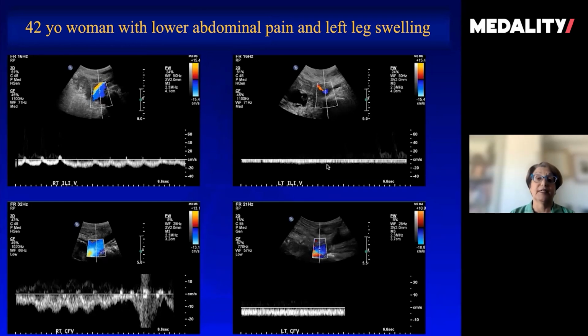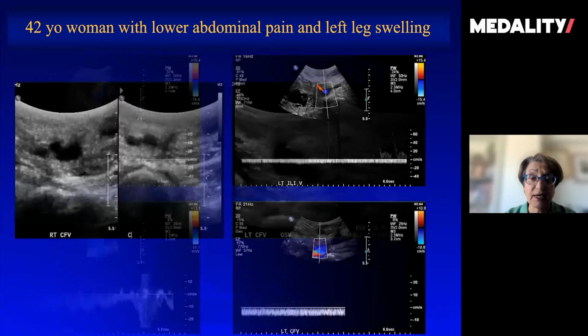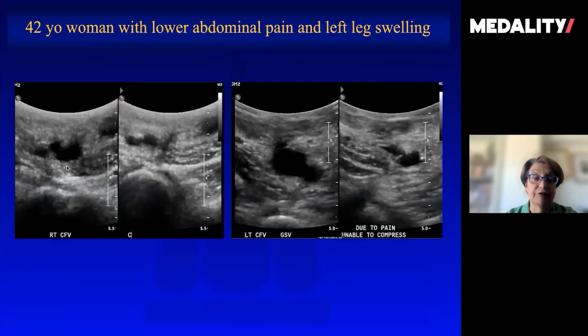If you have both sides to compare, that's really so striking. So I think it's important to always look at the contralateral side, at least one Doppler spectrum, which is our routine. And then when we looked at the vein itself, the right common femoral vein was compressing. The left was also compressing. It was a little hard to compress because the patient had pain, but basically the vein's completely normal size, no echogenic material within it.